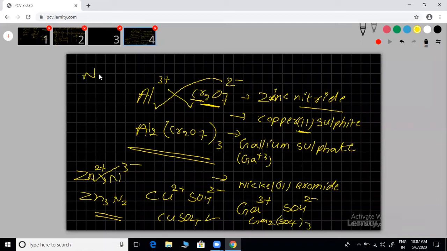Now the last one, nickel bromide. Nickel how much? I think most of the people wrote it correctly. So Br minus 1. Just crisscross. NiBr2. Yes. Please check how many people wrote it correctly.